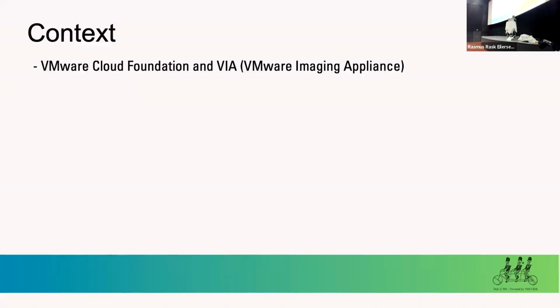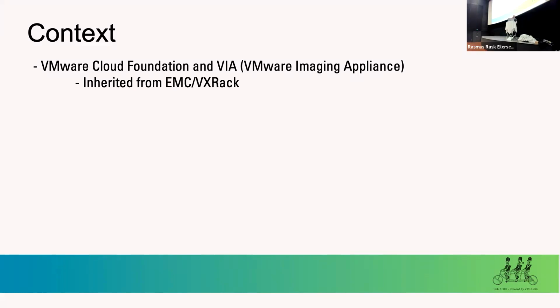So some context. I work for VMware. I'm a VMware Cloud Foundation specialist. And one of the functions when you are creating your private cloud is called VIA, VMware Imaging Appliance. It was inherited from EMC. Back when EMC did the VxRack, this was their software for doing bare metal provisioning and configuration of Cisco switches, et cetera.